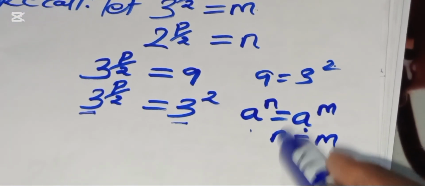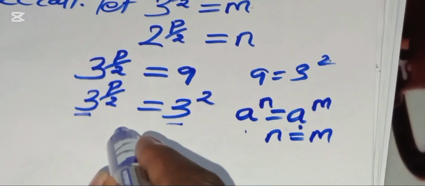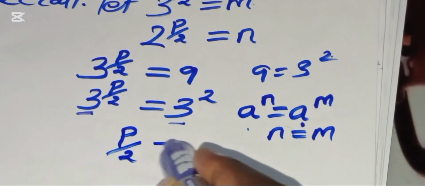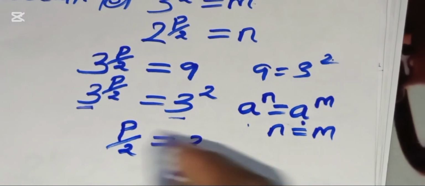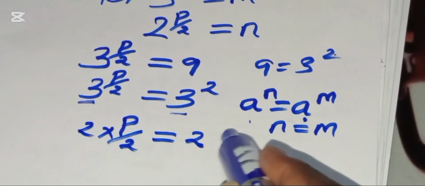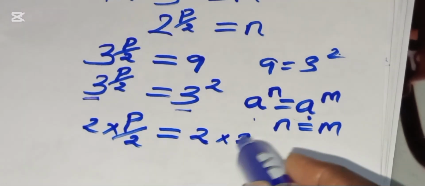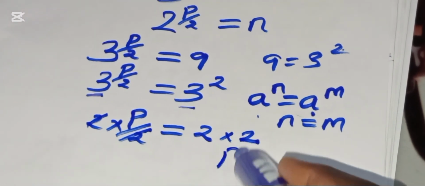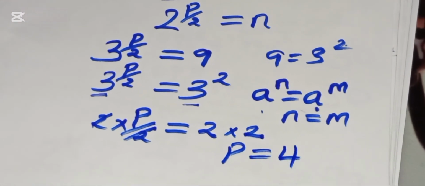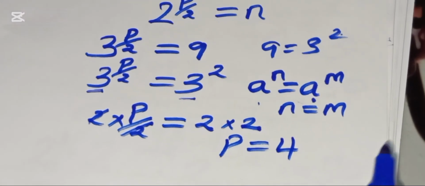So applying this property, we have p over 2 equal to 2. We multiply both sides by 2, so that we have p equal to 4. Okay, p is equal to 4.